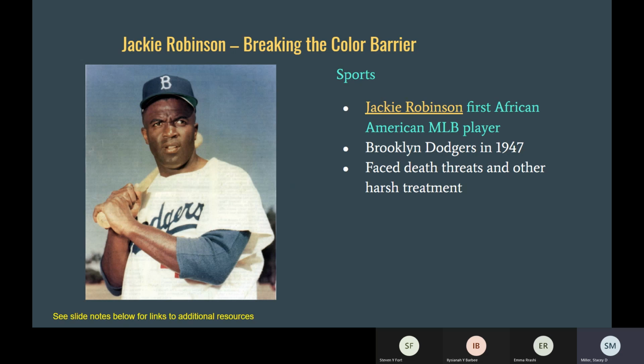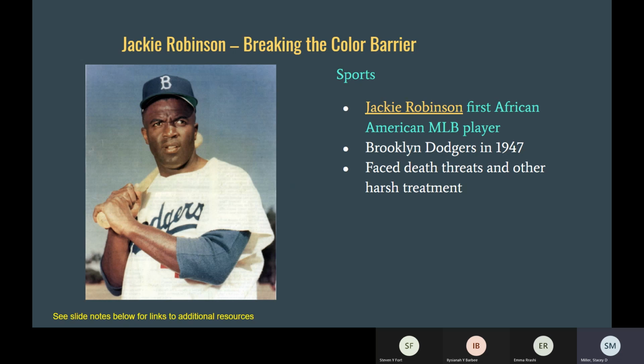Jackie Robinson, an incredibly brave man, also a really, really good baseball player on top of that. He was the first African-American MLB player. I think we talked about this before. There's that movie 42 about Jackie Robinson, a really solid movie if you want to check that out. He played for the Brooklyn Dodgers in 1947. I believe he was also the Rookie of the Year.